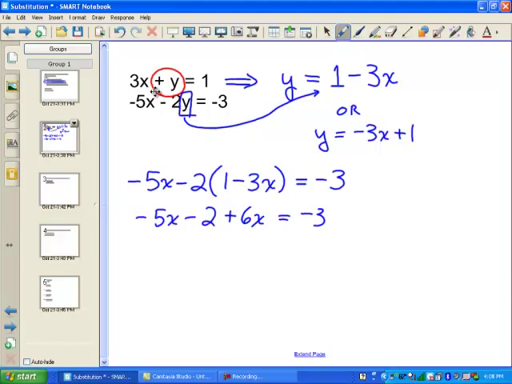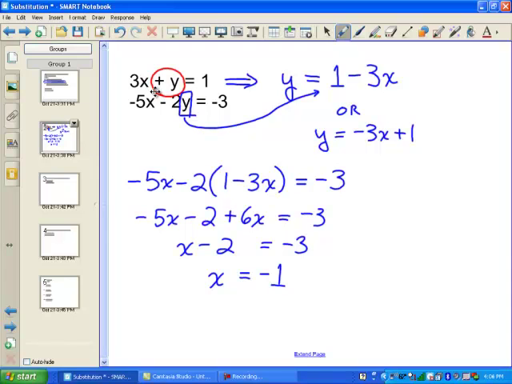Let's simplify the left-hand side of the equation. It becomes x minus 2 equals negative 3. And finally, solving for x by adding 2 to both sides of the equation, we get x equals negative 1. All right, so there's the value of x at which the graphs, if you will, of these two lines would intersect. That's the x-coordinate of the point where the two lines intersect.